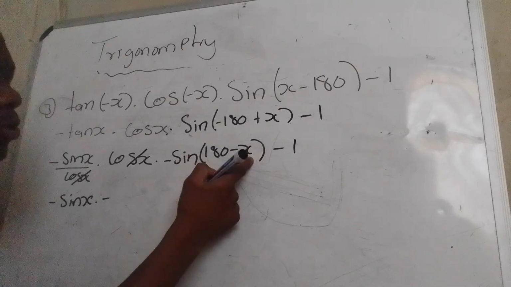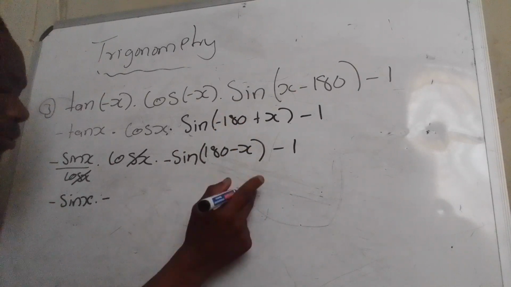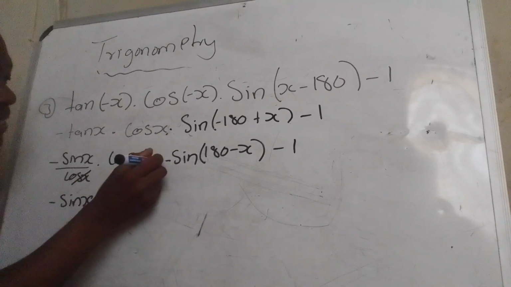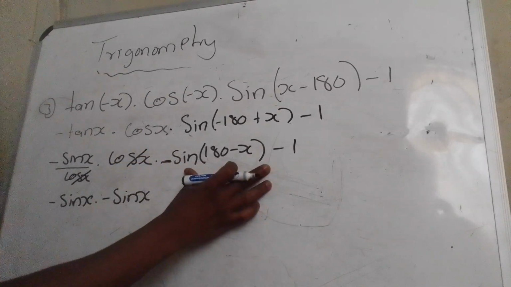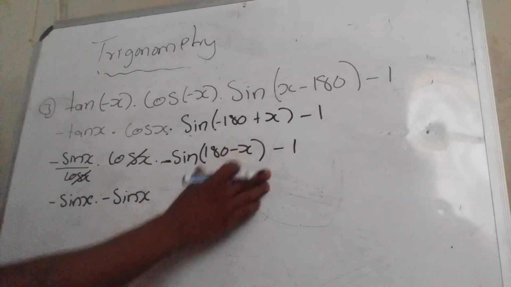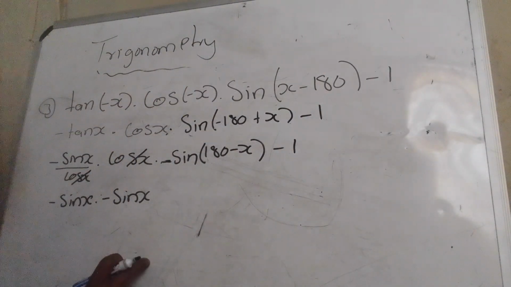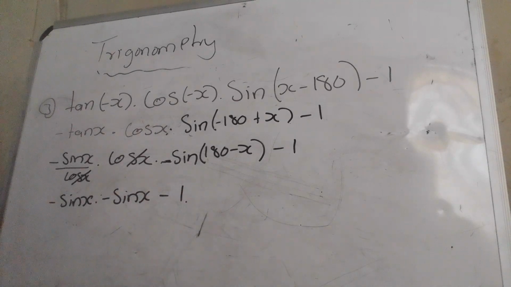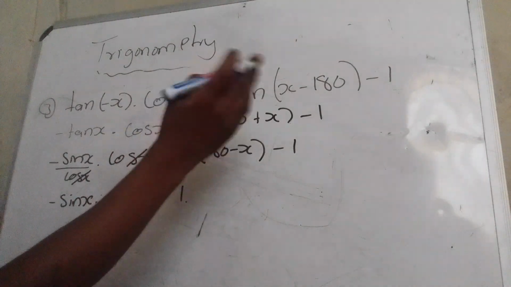180 minus an angle is in which quadrant? It is in the second quadrant. How is sine in the second quadrant? It is positive. So we're going to have positive sine x. Now the negative there has nothing to do with the quadrant. This negative has nothing to do with the quadrant. We keep it apart. Do you understand? Right. Then minus 1. It's minus 1, alright.